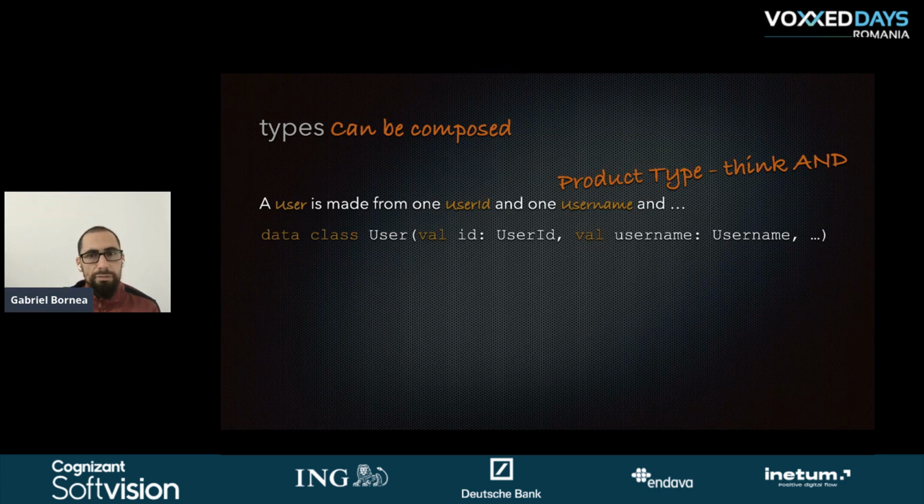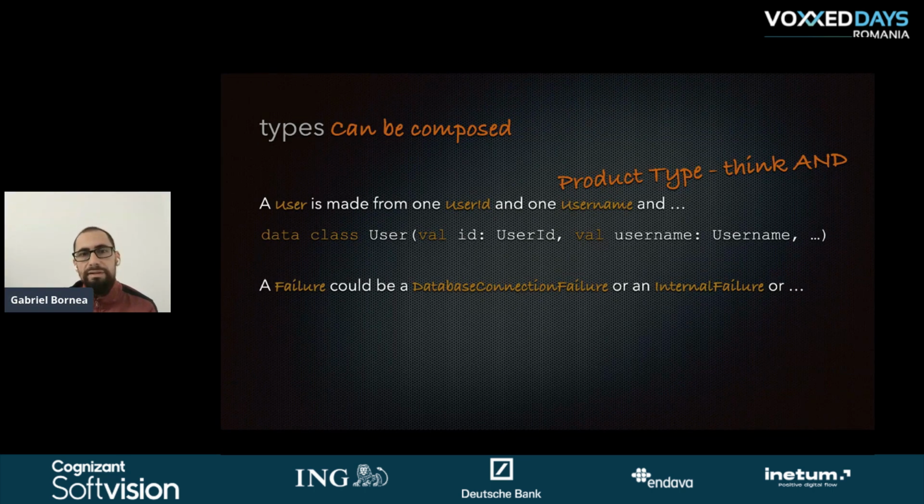Another way in which you can compose types is like this. Let's assume we have to model failures in our domain. And the failure could be maybe a database connection failure, or a downstream service connection failure, or an internal failure, or so on.